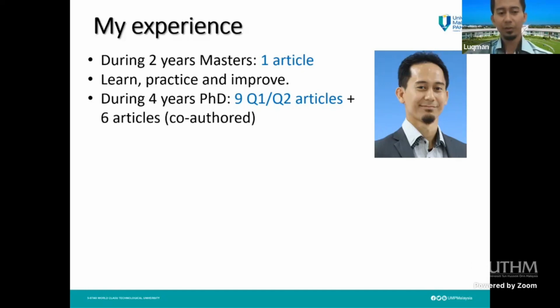So during my 4 years PhD in Canada, alhamdulillah, it wasn't my initial target, but I overshot it to 9 Q1, Q2 articles, including 6 articles that I co-authored. The environment that I was in was really encouraging. Initially, my friends around me, the colleagues, had around 5 or 6 articles published. So that was my benchmark. I said, I have to publish this much. But alhamdulillah, I got more than that, partly because I also added in review papers and things like that.